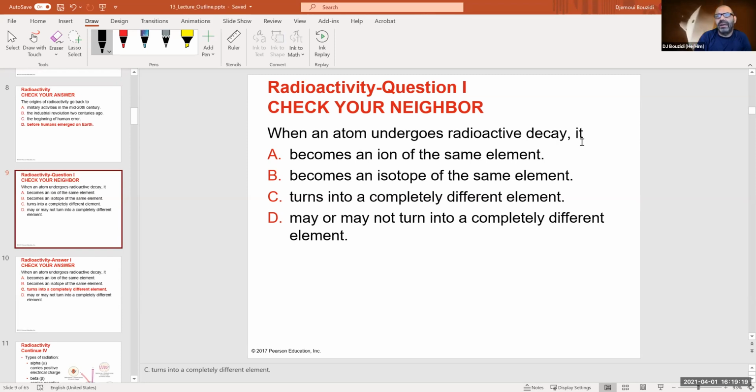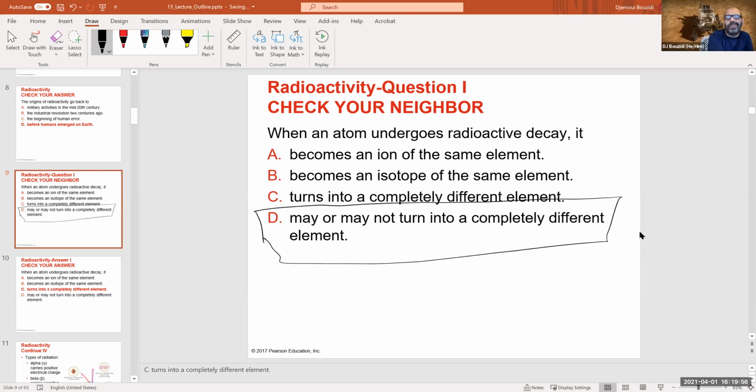So when an atom undergoes radioactive decay, it becomes an ion of the same element? Not necessarily. Actually, it has nothing to do with ionization. It's inside the nucleus, what's going on in here. It becomes an isotope of the same element, turns into a completely different element, or may or may not turn into a completely different element. I think the correct answer is D in here. Why do I have it as C? It depends on what type of radioactivity we're talking about. If it is an alpha, then you're talking about C. If it's a beta, then you're talking about C. But if it's a gamma, then the element does not even change. It stays the same thing. So the correct answer should be D. Most of the time it's C though.